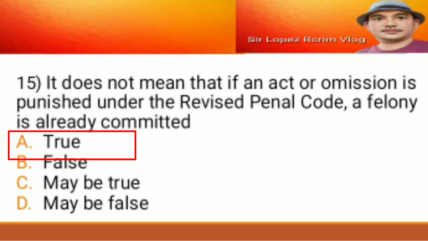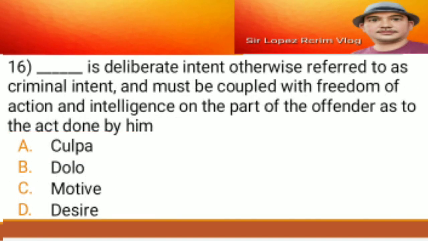Next, number 16. Blank is deliberate intent, otherwise referred to as criminal intent. It must be coupled with freedom of action and intelligence on the part of the offender as to the act done by him. Letter A, culpa. Letter B, dolo. Letter C, motive. Or letter D, desire. Take note the word deliberate intent. So the correct answer here is dolo. Okay? Otherwise known as deceit.